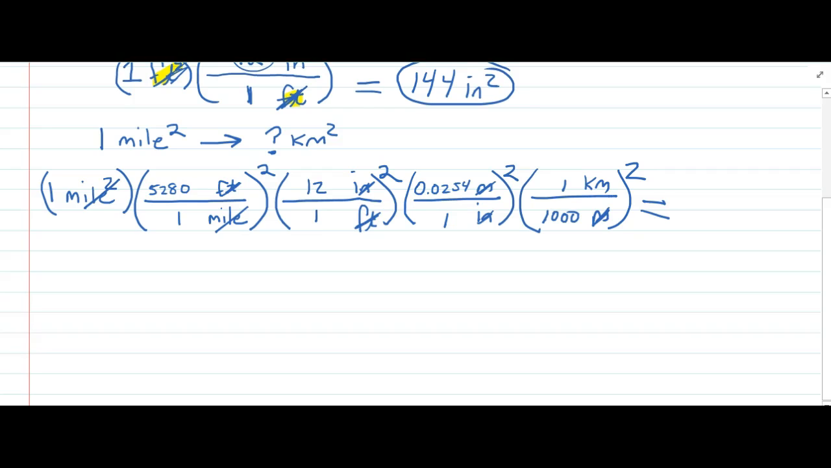And my answer comes out to be 2.58. That's actually 2.59 if I pay attention to the rules of rounding.